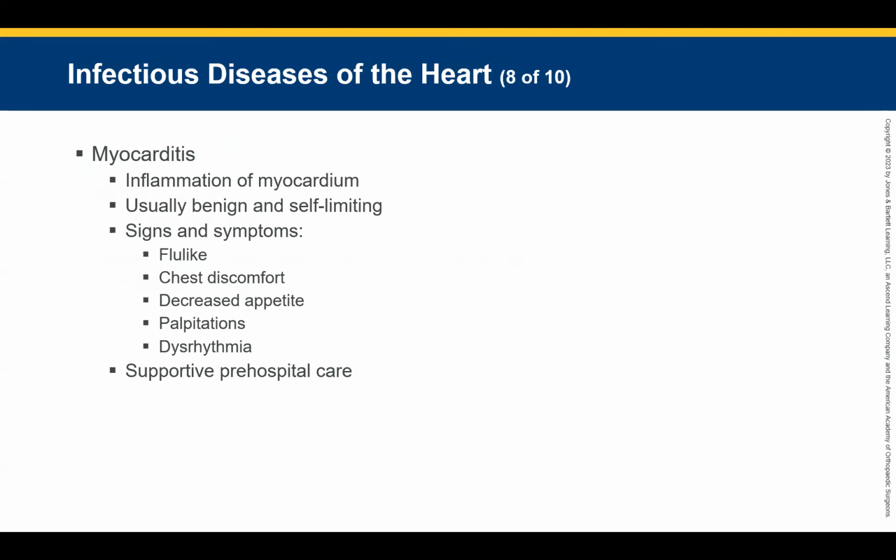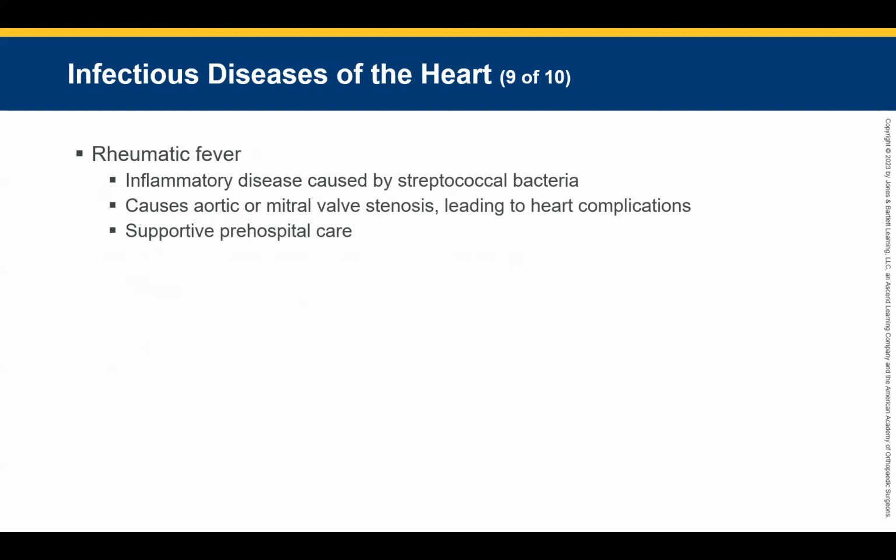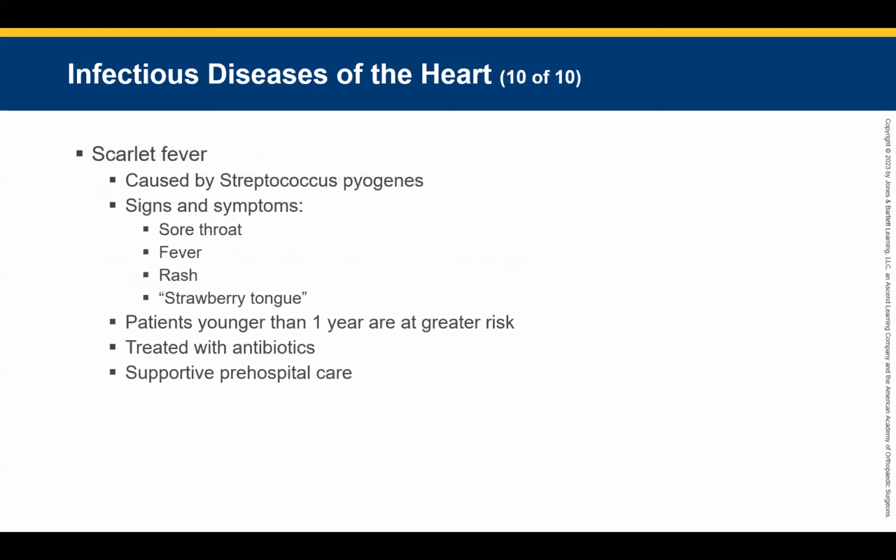Myocarditis, inflammation of the myocardium, usually benign and self-limiting. They get flu-like symptoms, chest discomfort, decreased appetite, palpitations, dysrhythmias. We're just going to take them to the hospital. Rheumatic fever, this is caused by strep. We get aortic or mitral valve stenosis leading to heart complications. Once again, supportive care, IV fluids, transport.